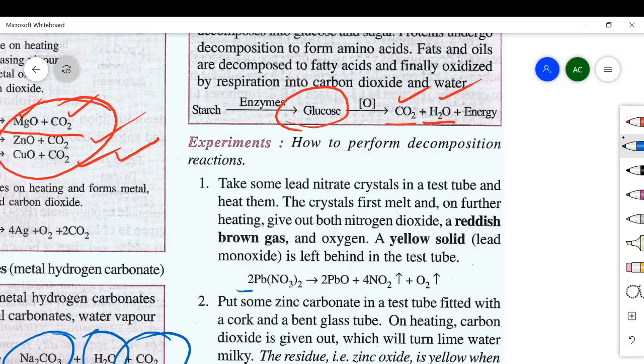First we will study this. This is lead nitrate. This is a very important reaction. Lead nitrate is further broken down when you heat it to lead oxide, nitrogen dioxide, and oxygen gas. Nitrogen dioxide is a reddish brown gas. Okay, and lead monoxide is yellow in color. This you should learn. It's a yellow solid. So lead nitrate crystals will break down into lead oxide, nitrogen dioxide, and oxygen gas.